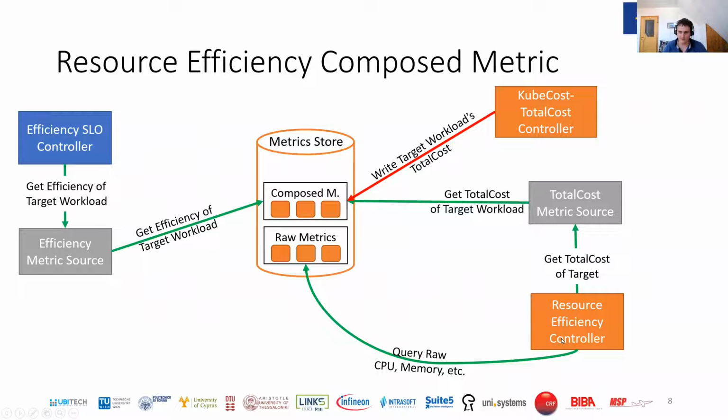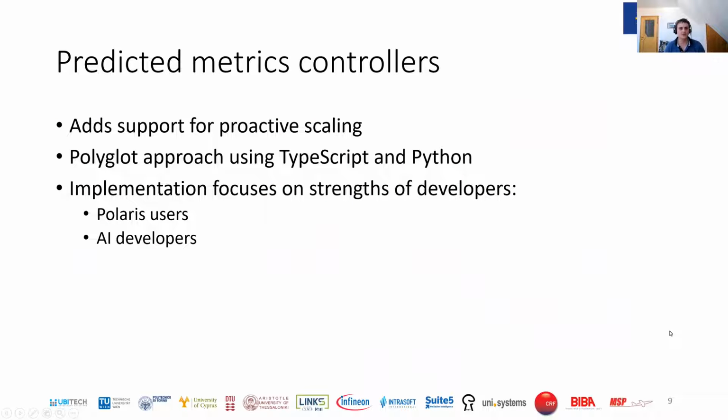Once the efficiency controller has all the information, has computed the resource efficiency, it will write this information to the metric store so that our SLO controller can fetch it. This is what we call the reactive metrics use case. So all these metrics are computed based on what we're observing, and we only store the aggregation of these observed values. But we can take this one step further and add some prediction logic to this controller here and turn it into a predicted metrics controller. So this is used to add support for proactive scaling.